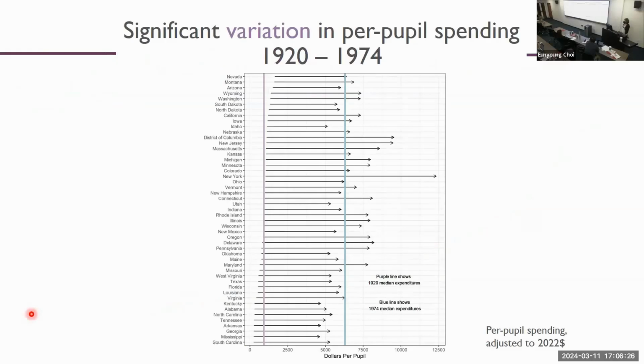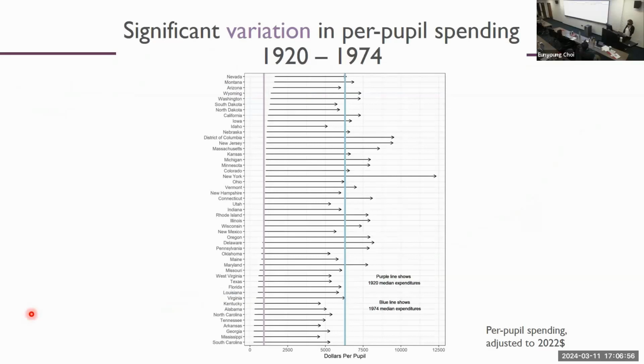This is just another way to look at this data on per pupil spending during this time period. The purple line shows the median expenditures in 1920, so that's our base year. And the blue line shows the 1974 median expenditures, so that's our end year. The lines start from 1920 and the arrows are the end point. So you can see that there is some significant movement happening over this course of time.